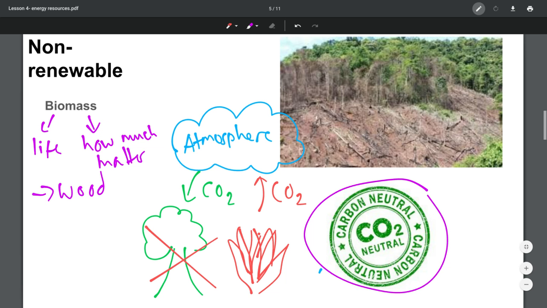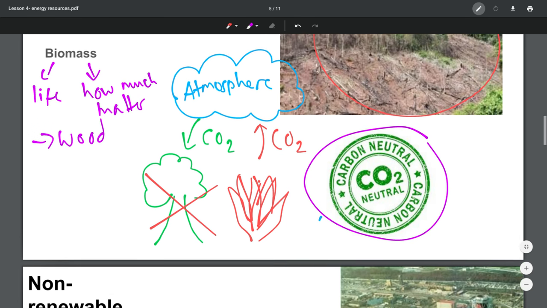But if you get that balance wrong, then you can end up with this. Now, I know you've learned about this in geography. This is what's called deforestation, where the removal of trees is faster than the replanting of trees. Okay, so it's not without its downsides, but it's certainly probably better for the environment than using fossil fuels.